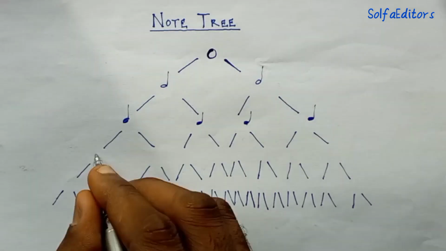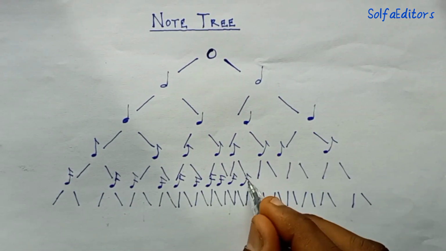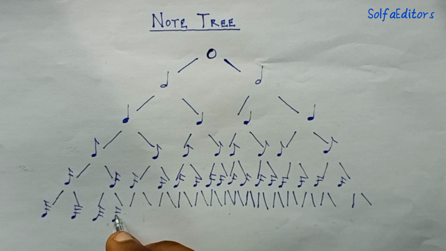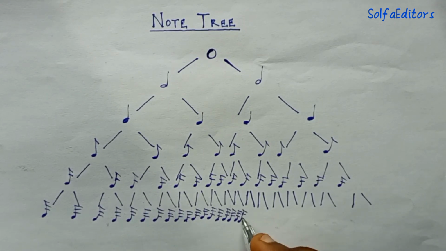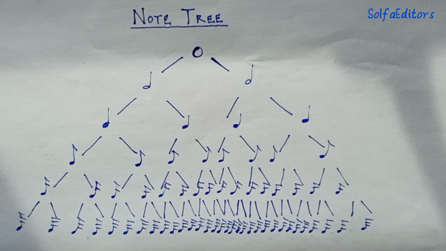So 4 quarter notes will have 8 notes under them, and 8 notes will have 16 notes under them, while 16 notes will have 32 notes under them. Now you can see how their names are gotten. Study the note tree closely and get ready for the next video and lesson.